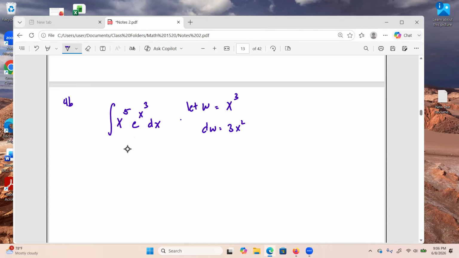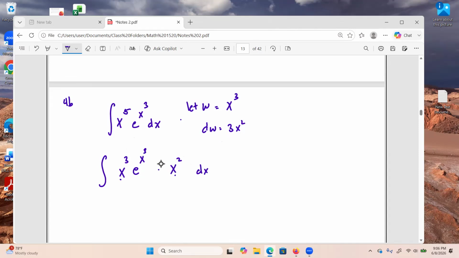All right, let's go ahead and take a look at what we have here. So we're going to take this integral. We have an x cubed e to the x cubed. Now, this was an x to the fifth, so we're going to say times x squared. So 3 plus 2. When the bases are the same, we get to add the exponents. So it's going to be x to the fifth dx here. And that's really looking close to my dW here.